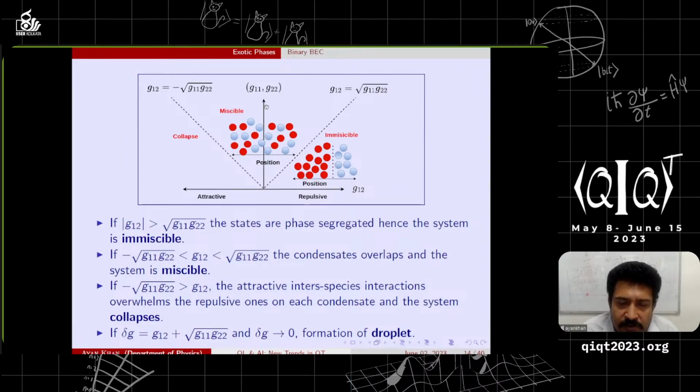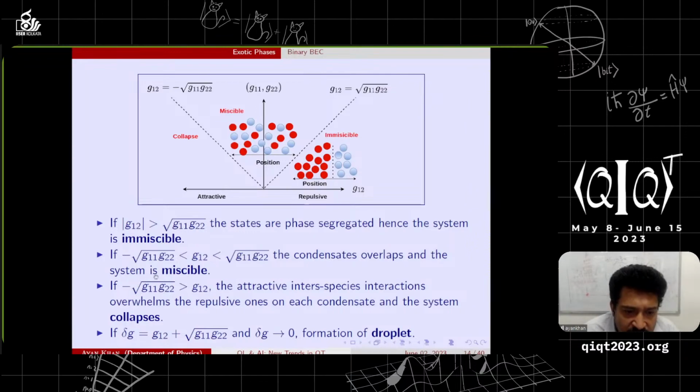Now, you see there are different interactions in the game. There is G11, G22, which are intraspecies interactions. Then there is G12, which is the interspecies interaction. Now, if G12 is greater than the square root of G11 times G22, the states are phase segregated, hence the system is immiscible. If the interactions hold the opposite condition, then the condensates overlap, and this is called the miscible region.